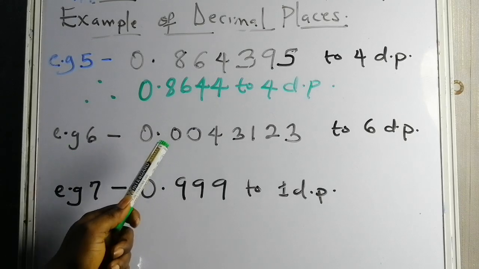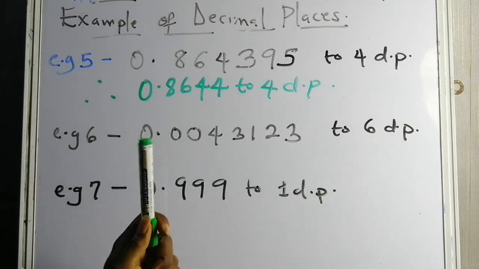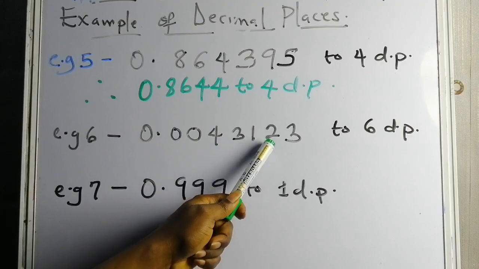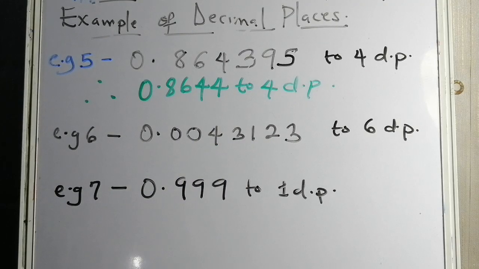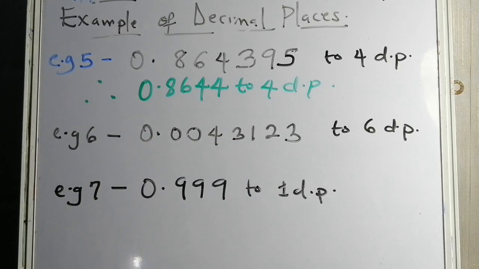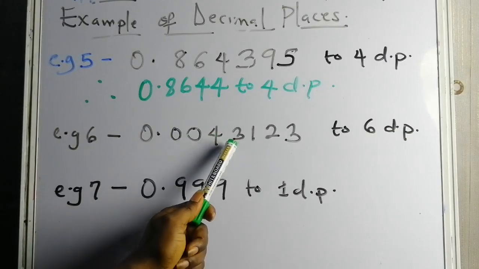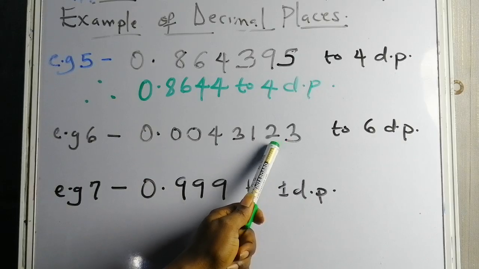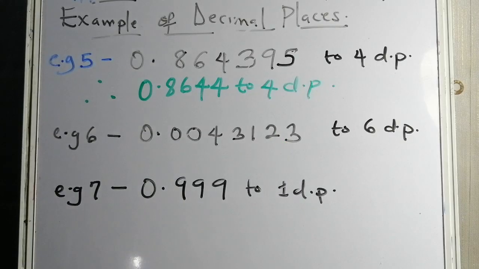Okay, example 6. To 6 decimal places, count 1, 2, 3, 4, 5, 6. Okay, fantastic. So the total decimal places you have here is 7. But the question says 6 decimal places. 1, 2, 3, 4, 5, 6. So what is the next figure after that 6th decimal place? 3. Is it up to 5? No. It's less than 5. So we leave it as it is.